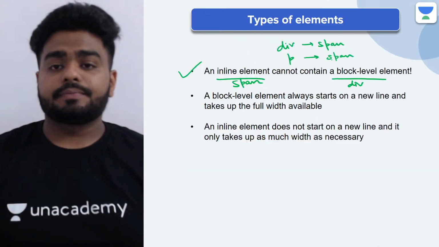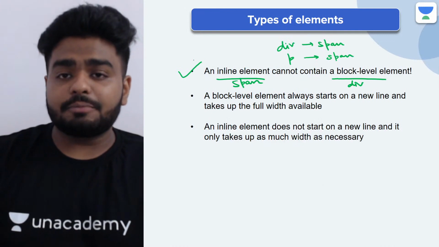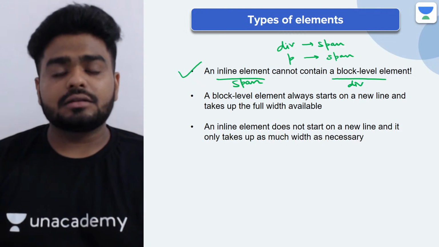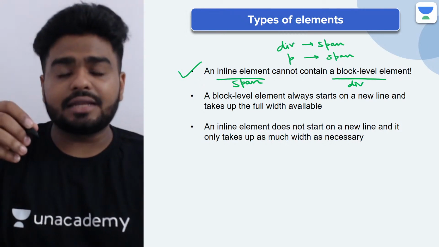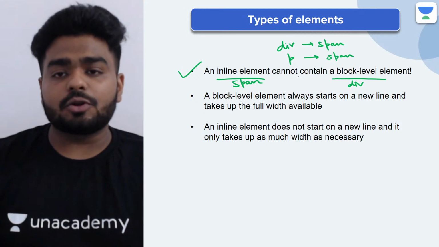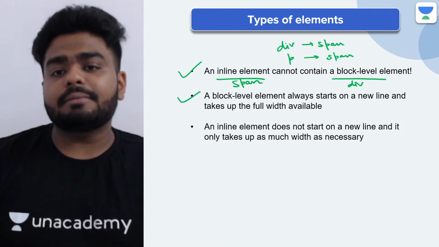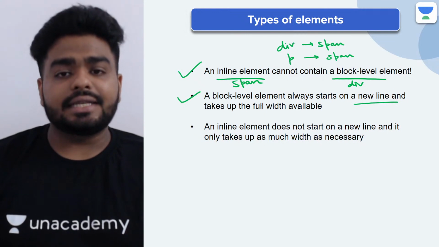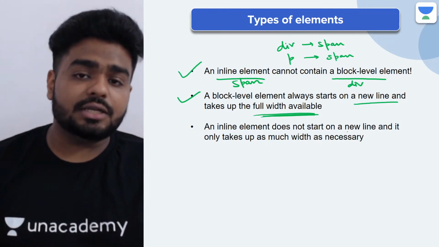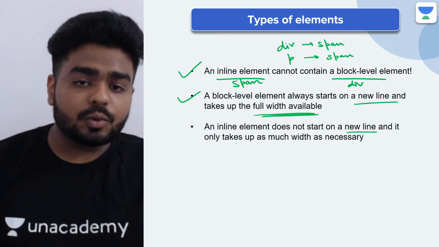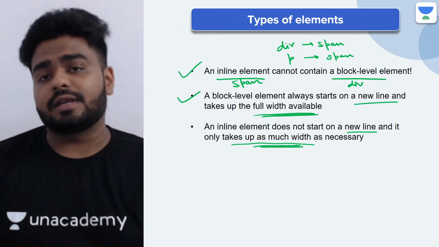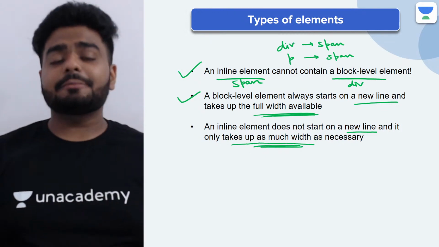One second. So, this is very important. You can't write a div inside a span, but you can write a span inside a div. So an inline element cannot contain a block level element. A block level element always starts on a new line and takes up the full width available. An inline element does not start on a new line and only takes up as much width as necessary. It does not take up the full width available.